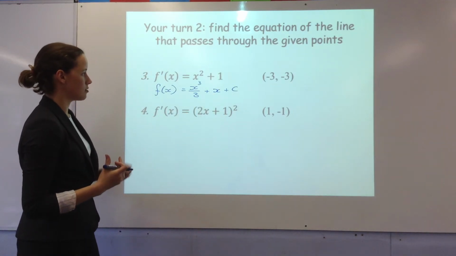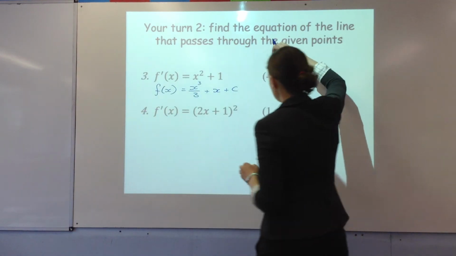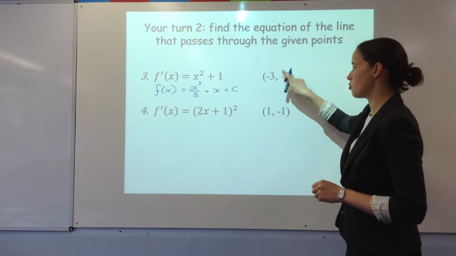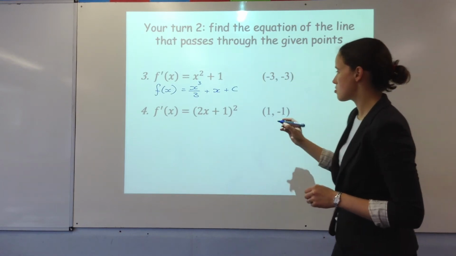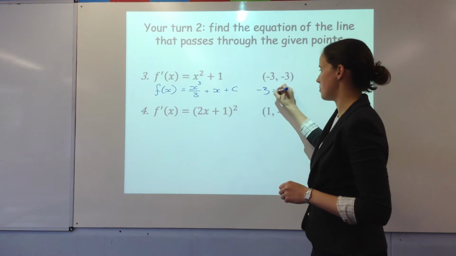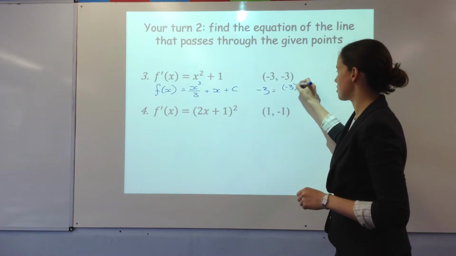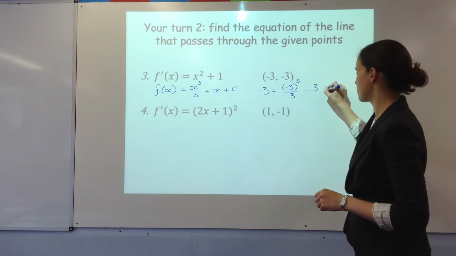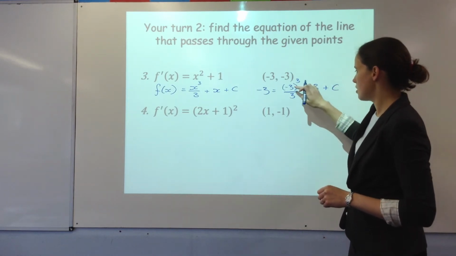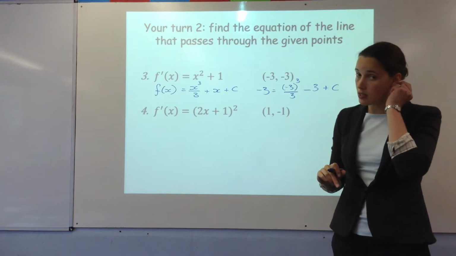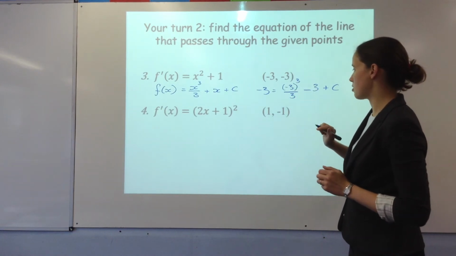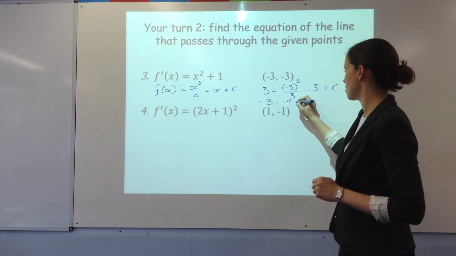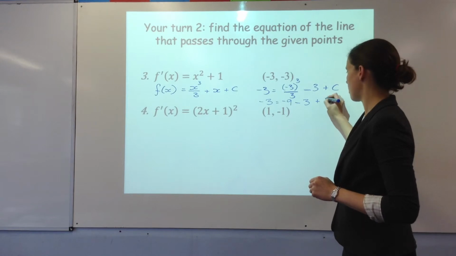Okay, let's substitute in. So, when x is equal to negative 3, the function of x is equal to negative 3 as well. So, negative 3 is going to be equal to negative 3 to the power of 3, all divided by 3, minus 3 plus c. Negative 3 to the power of 3, well that's going to be negative 27. Divide that by 3 and we get negative 9. So we're going to have negative 3 is equal to negative 9 minus 3 plus c.